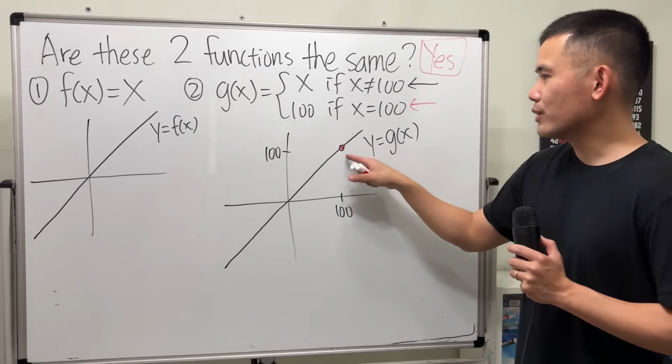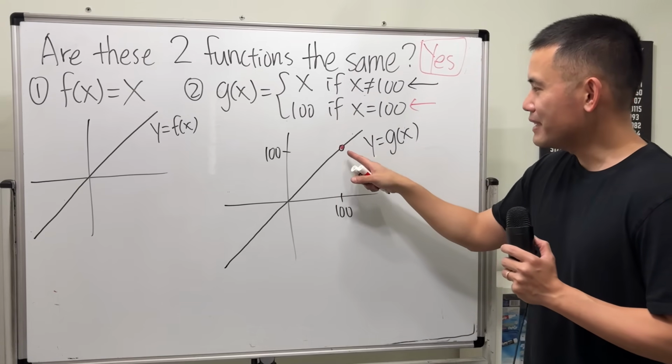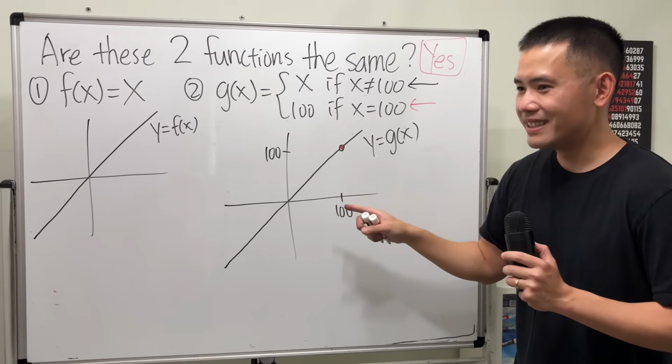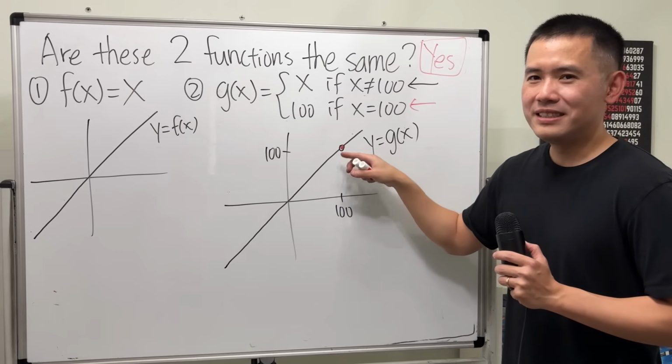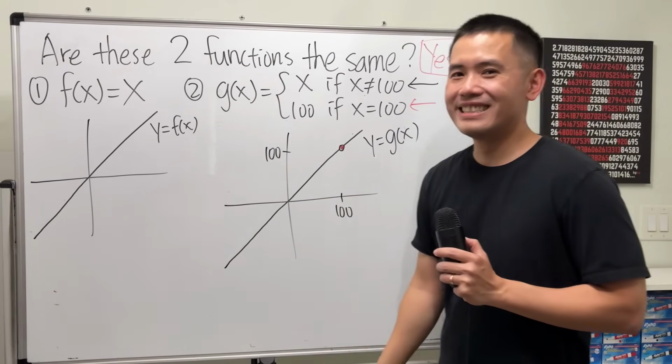And by the way, even though the picture looks different, mathematically speaking, you're not supposed to see the open circle or any point. You're not supposed to see this. It's just that I had to make it big so we can see it. Okay, so this is really the same as that.